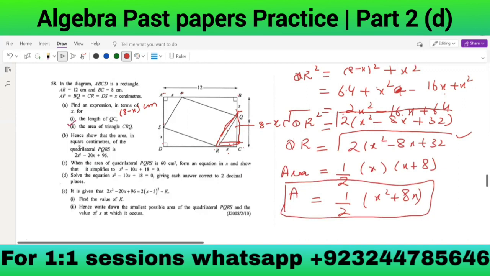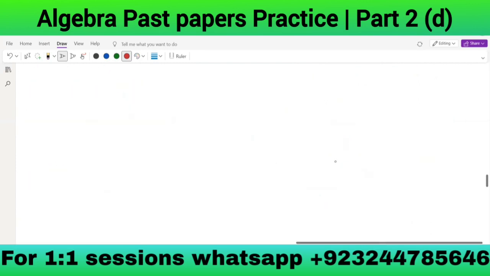Hence, find the area in square centimeters of the quadrilateral PQRS. P, where is P? PQRS is this. So now the B part asks for the area in square centimeters. Okay, so now we have the area of this triangle, and this one is the same as this one. And for this, we will calculate the area of the triangle, and this will be the same as this. Then we will subtract them from the total rectangle.